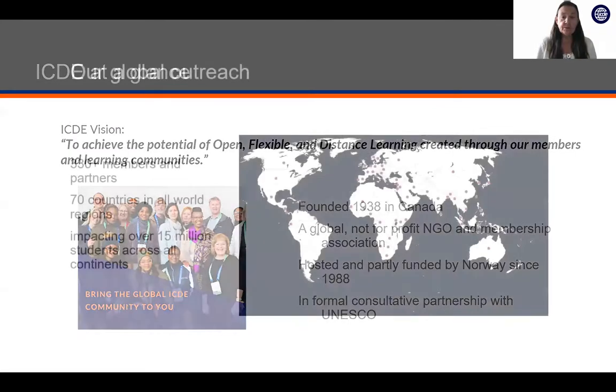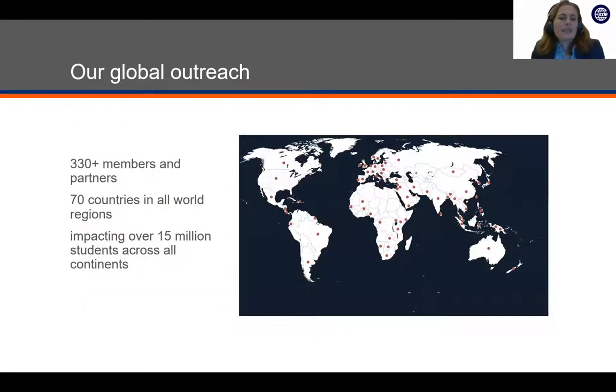So what we do is we connect members and partners all across the world. We have members in more than 70 countries in all the world regions. These members are higher education institutions, vocational technical institutions, and also individual members, experts, and student members. And together with our members and partners, we are reaching out to over 15 million students across all continents.